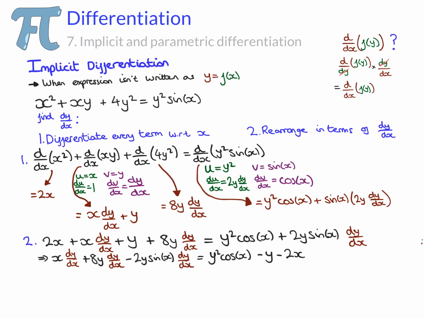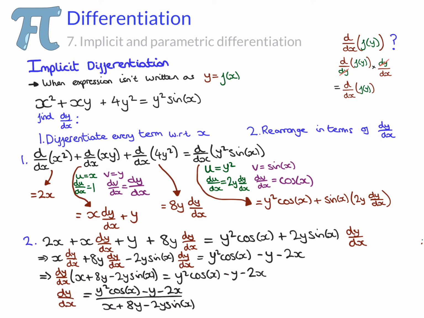The next step is to rearrange this expression to get it in terms of dy/dx by getting all the terms including dy/dx together on one side of the equal sign and factorizing the dy/dx out. Now we have our expression for dy/dx, which, like the original equation, contains both x's and y's. I must emphasize that this is a very complicated example, but if you can do this one, you really can do any implicit differentiation problem.